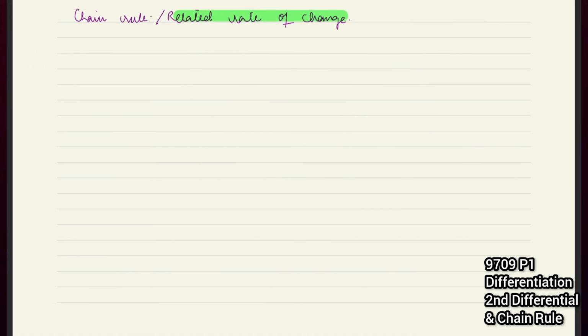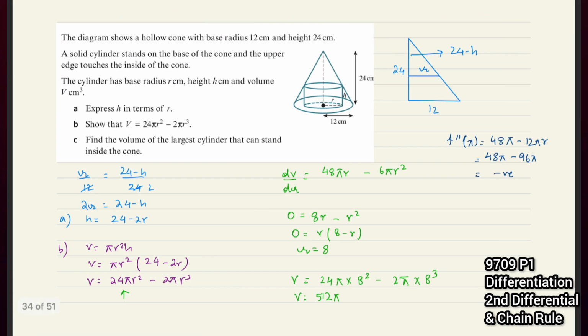Next we have the chain rule, or related rates of change. Whenever we are talking about rate of change, we are always talking about changes with respect to time. Rate always means with respect to time. But now we are talking about the chain rule. Chain rule means there will be two things connected with each other. For example, volume is equal to pi r square h, and one of them is going to be in terms of the other, meaning the entire equation will be either in h or in r.